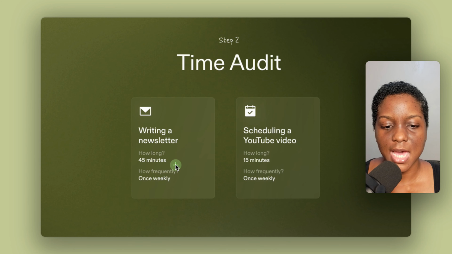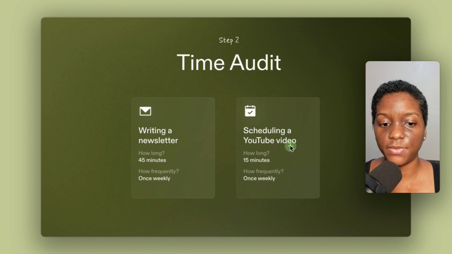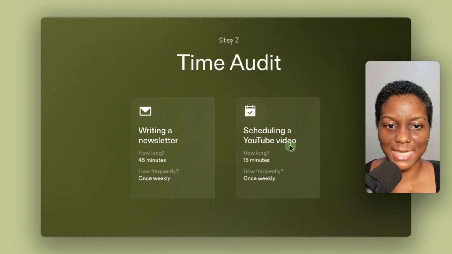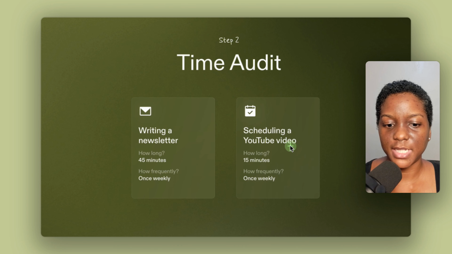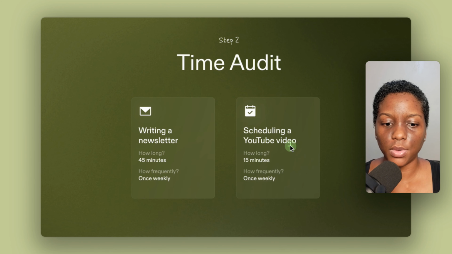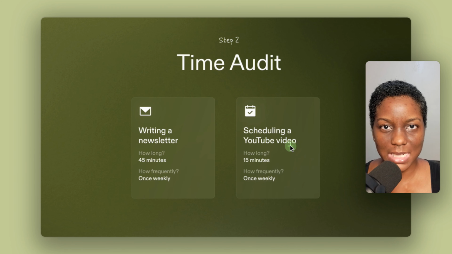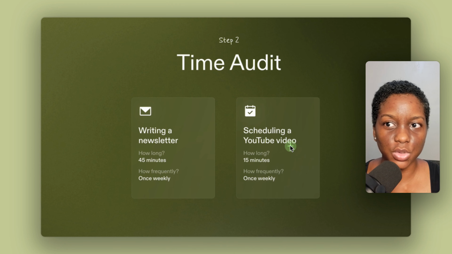And for scheduling a YouTube video, just scheduling, not scripting or filming, just the scheduling of a YouTube video, that might take you about 15 minutes, and you might do that once weekly if it is that you publish 1 YouTube video a week. Of course, this is going to vary if you publish 2 YouTube videos a week. This is long form content that I'm referring to, but you just want to be as specific as possible for how long each of these tasks from your task list takes you to do, and how frequently you do it on average.